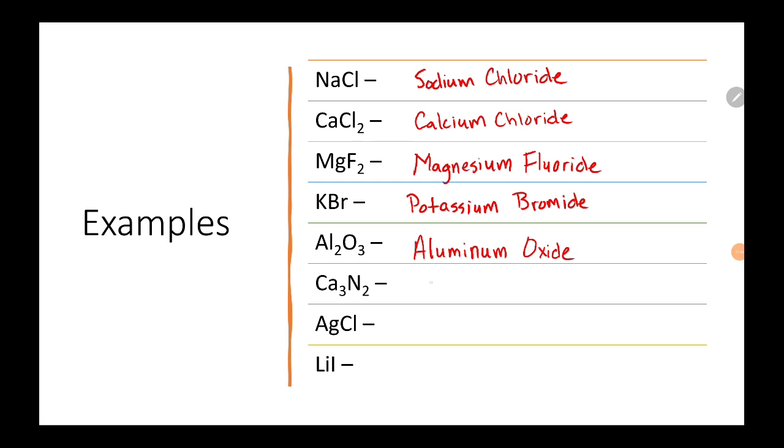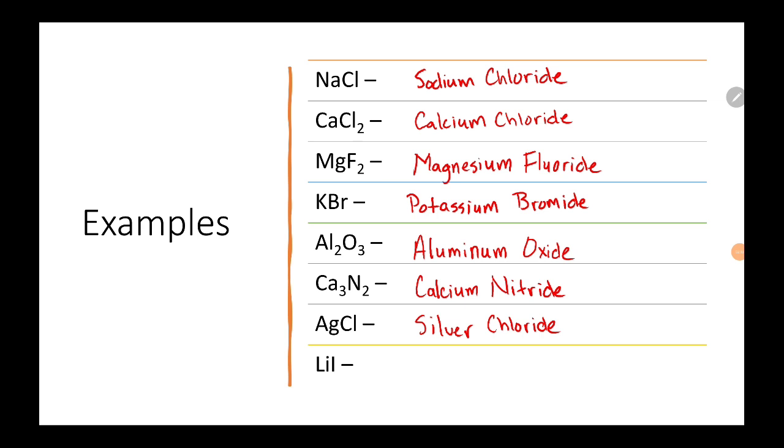The next formula we see is Ca3N2. Ca is again the symbol for calcium. N is the symbol for nitrogen. We will change the ending of nitrogen to nitride in order to name that ion successfully. The next formula we see there is AgCl. Ag is the symbol for silver, and Cl is the symbol for chlorine. We will alter the ending to chloride for the correct name.